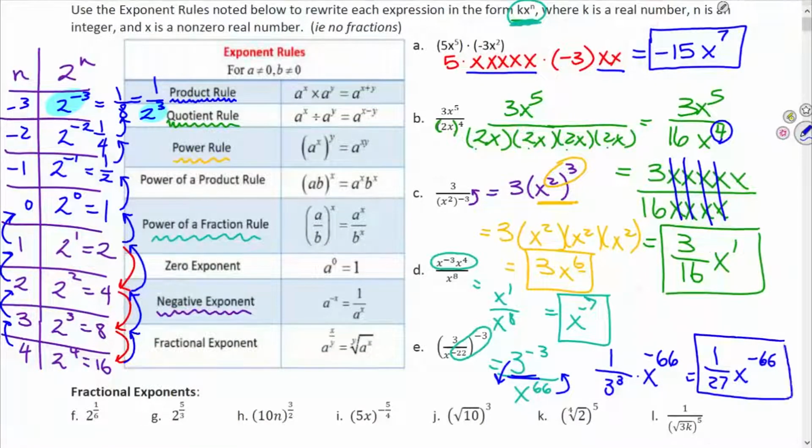So there's a lot of rules here. I'm hoping, again, you've seen these before. This isn't brand new for many of you, but that's a lot there. Okay, there's one idea I want to hit still in this video, and that is the idea of fractional exponents.